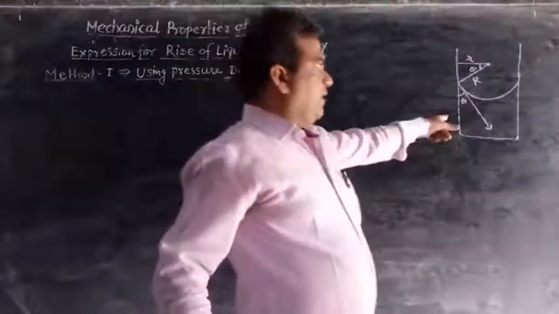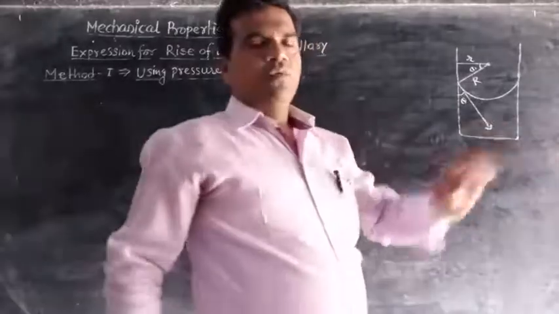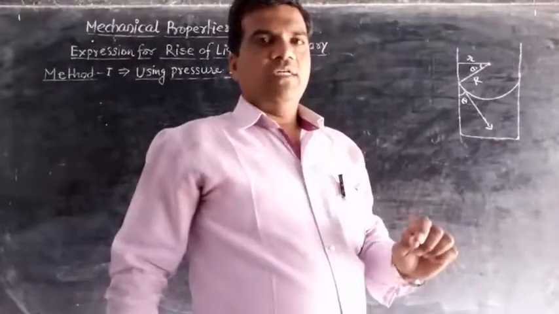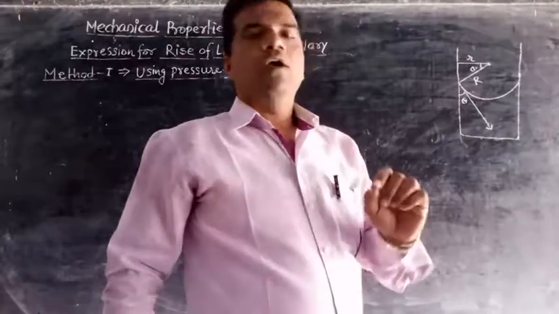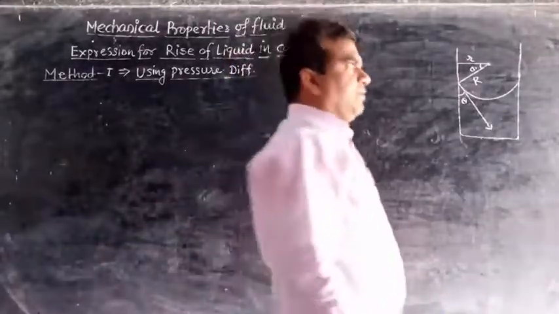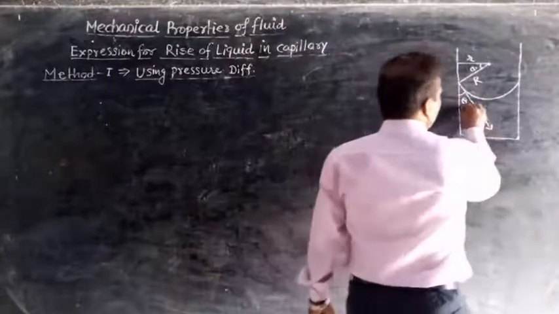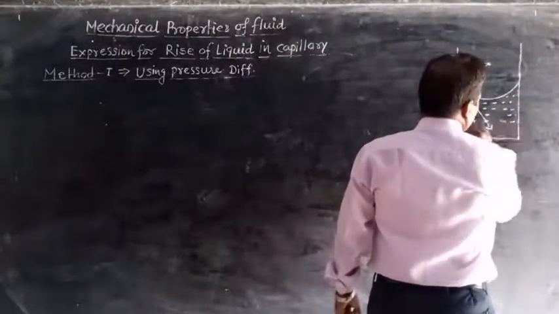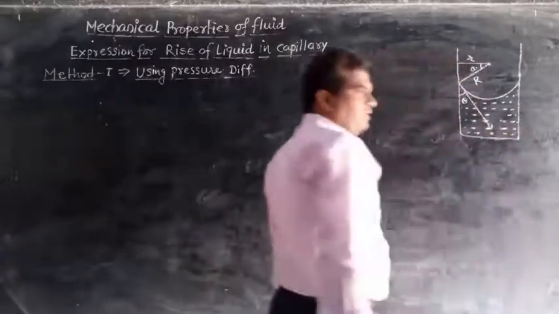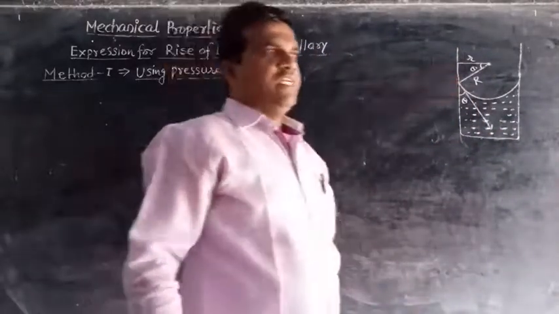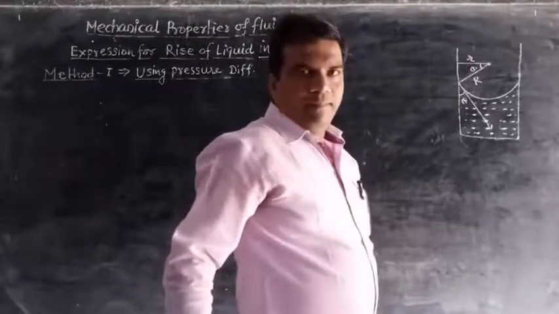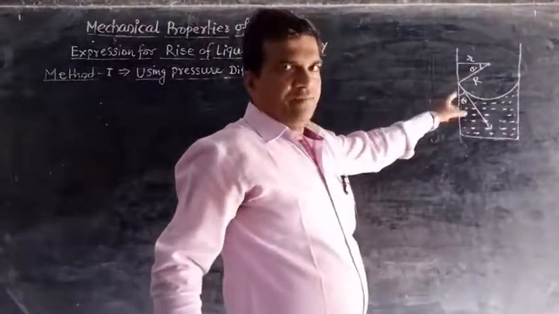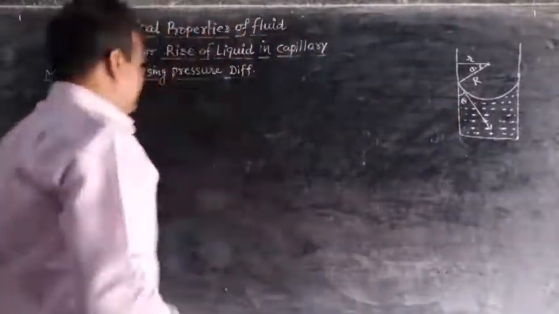So consider a beaker containing a liquid which partially wets the solid, that is either water in a glass beaker or kerosene in a glass beaker, and the meniscus of such a liquid is concave. Means when a liquid comes in contact with a solid which partially wets the solid, the free surface of the liquid becomes concave.